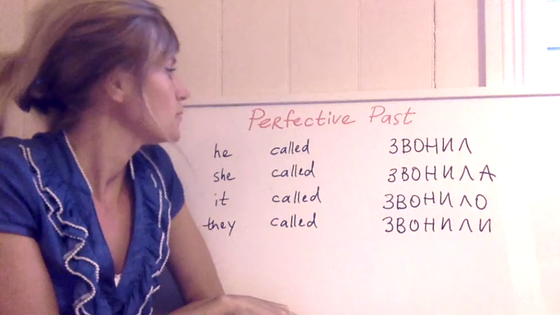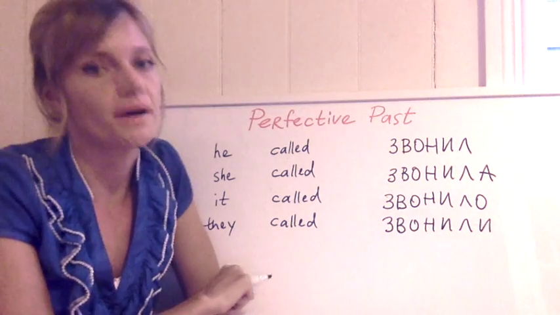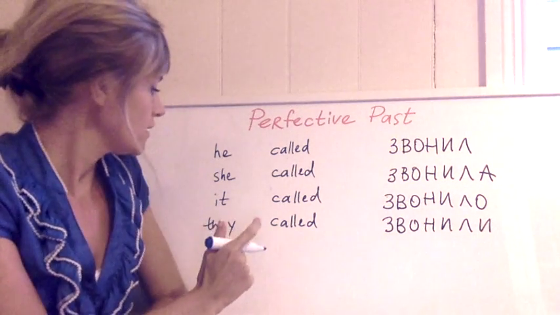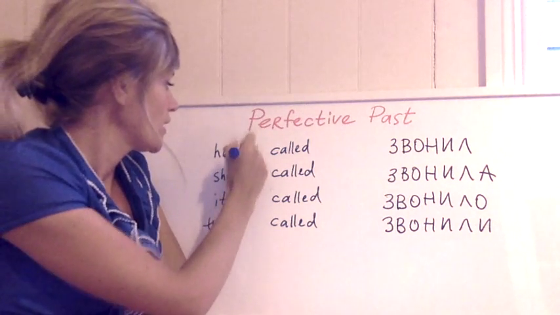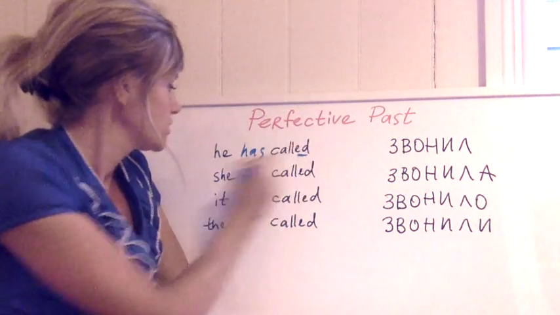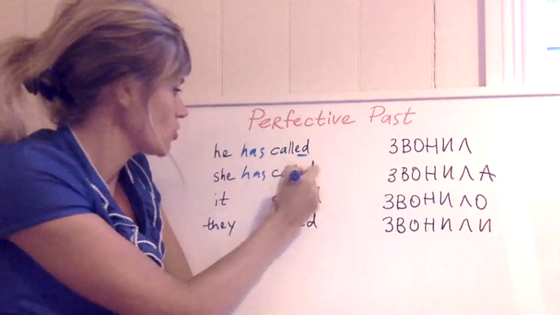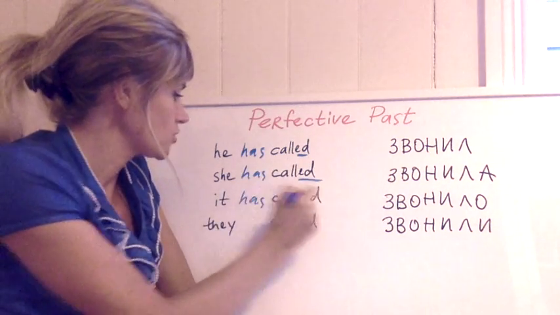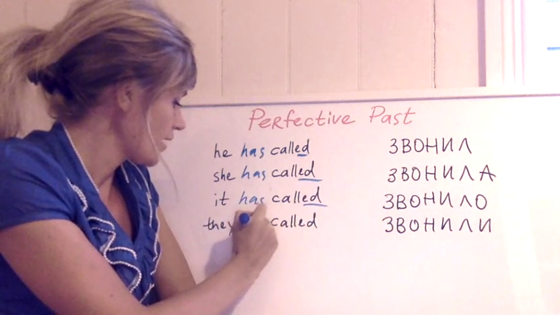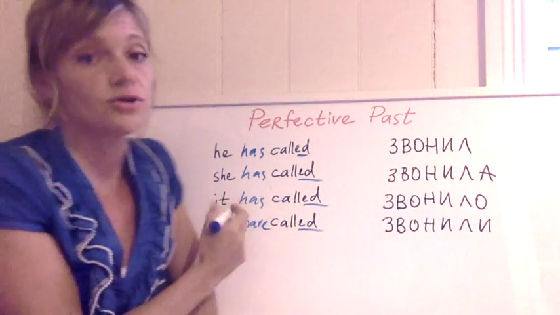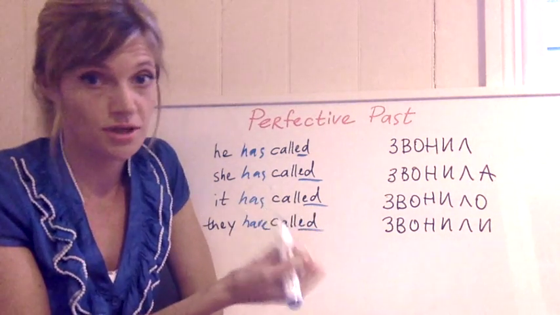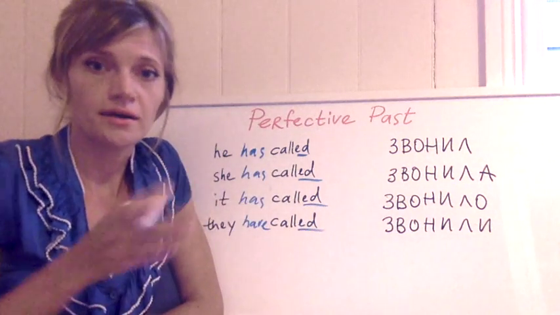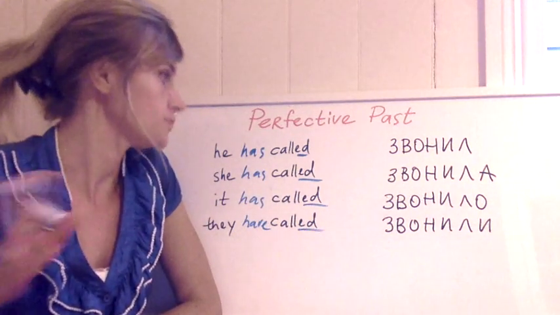Let's take the perfective aspect of the past tense. Okay, what do you do in English? He has called, she has called, it has called, they have called. Why are you doing this? To convey that it's done, the result. It's done, I have called, she has called.